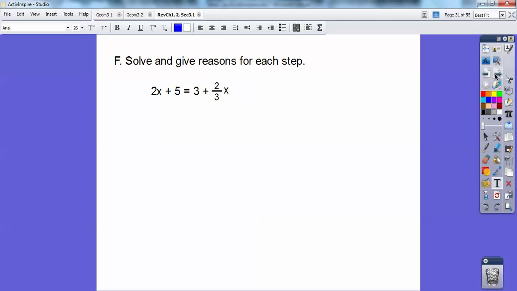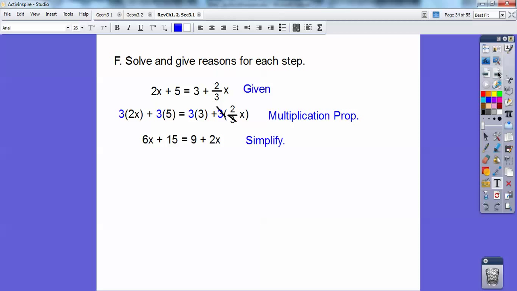Okay, so then solve and give reasons for each step. Okay, so it doesn't just say solve, it says give reasons. What I tell kids when I'm teaching algebra is to multiply everything by a common denominator to get rid of fractions. So this one is 3, so I'm going to go this times 3, times 3, times 3, and then this times 3 right there. I just multiplied by 3, okay, that's given. Now I'm going to multiply by 3, and it's called the multiplication property. I multiplied by 3. Let's clean it up.